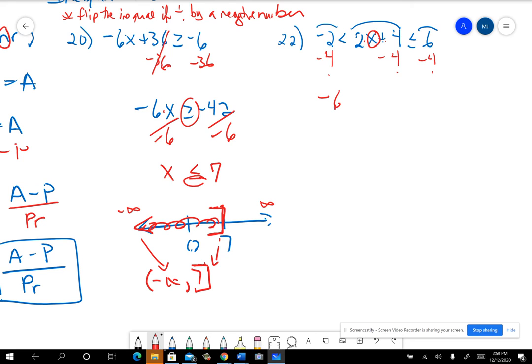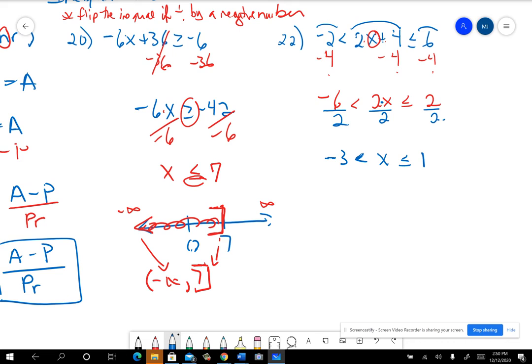So that would become negative 6. In the middle, we have 2x. On the right, we have 2. Right, and see how that winds up then just having a problem where we got to get rid of the 2 that's attached to the x by multiplication. So we'll divide, whatever we do to one part, we do to all 3. That becomes negative 3 less than x less than or equal to 1.